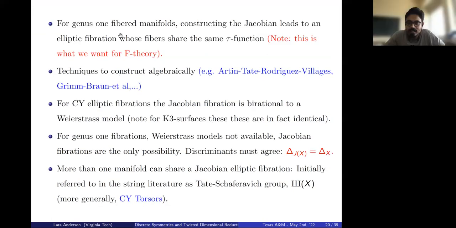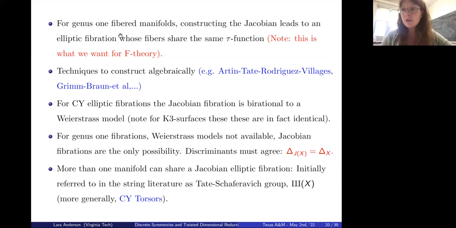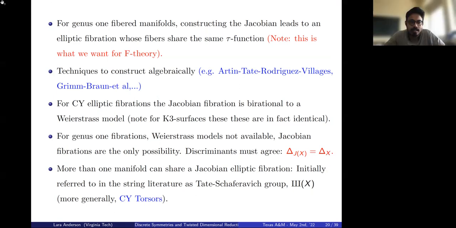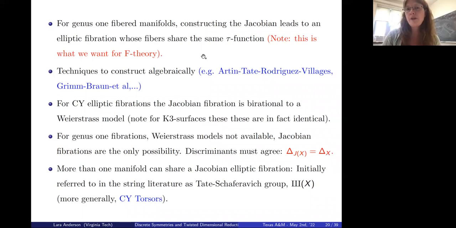Is the Jacobian unique? Absolutely. Going one way, if you hand me a genus-one fibered manifold, there's a unique Jacobian associated to it. More than one genus-one fibered manifold can map to the same Jacobian. Okay. So given one genus-one, you'll get a unique elliptic, but given one elliptic, there could be many genus-ones that lead to that. Importantly, the Jacobian by construction will lead to an elliptic fibration which shares the same tau function, i.e. the complex structure of that torus, which is encoding the axiodilaton, will be the same.